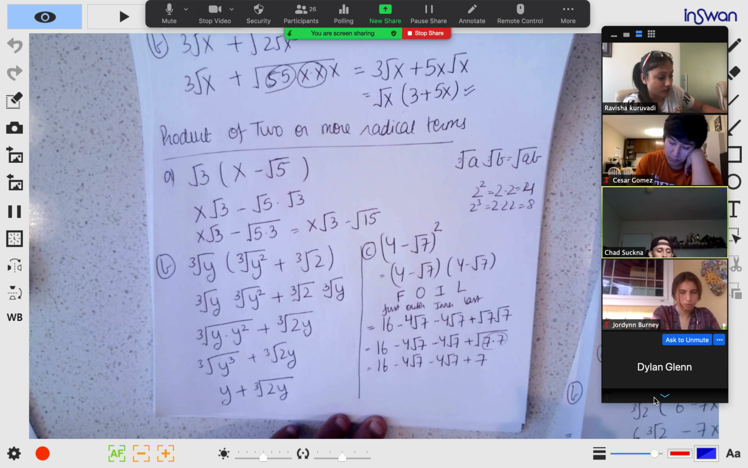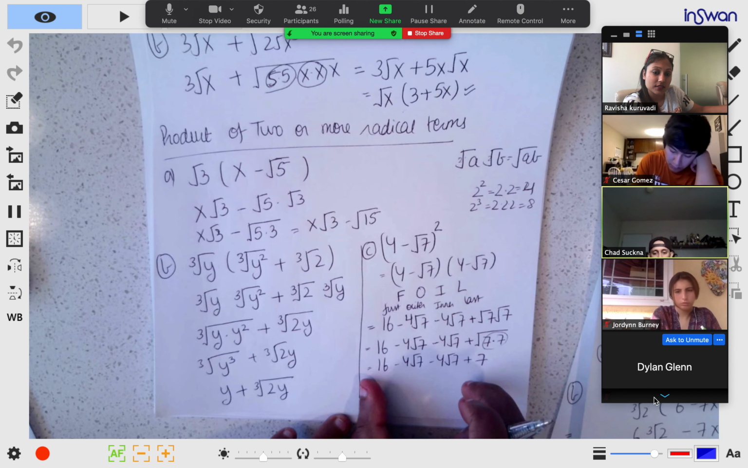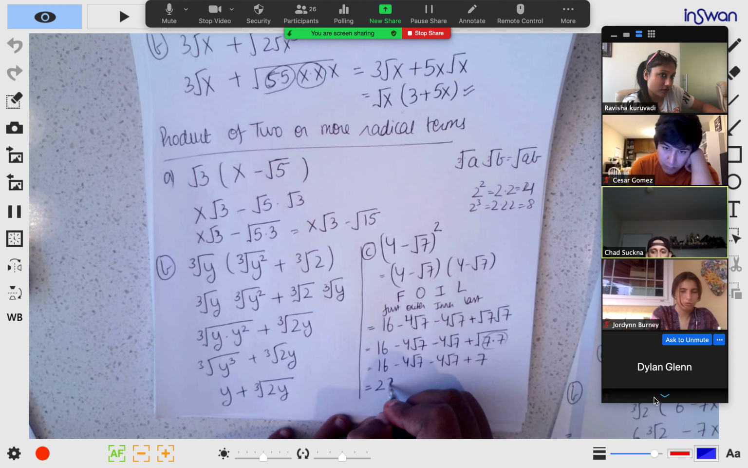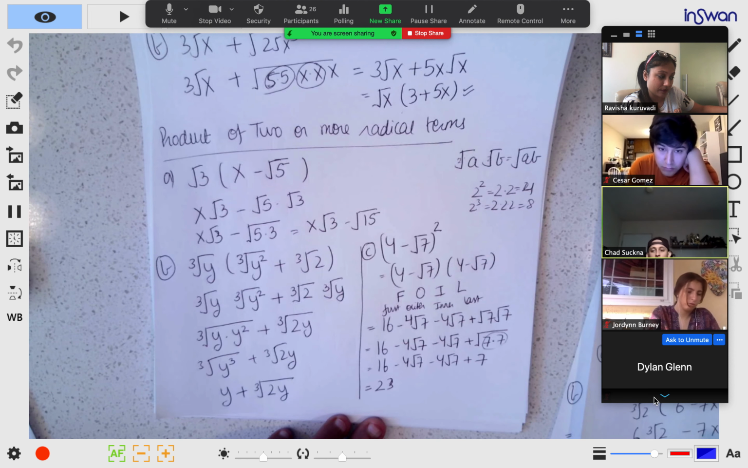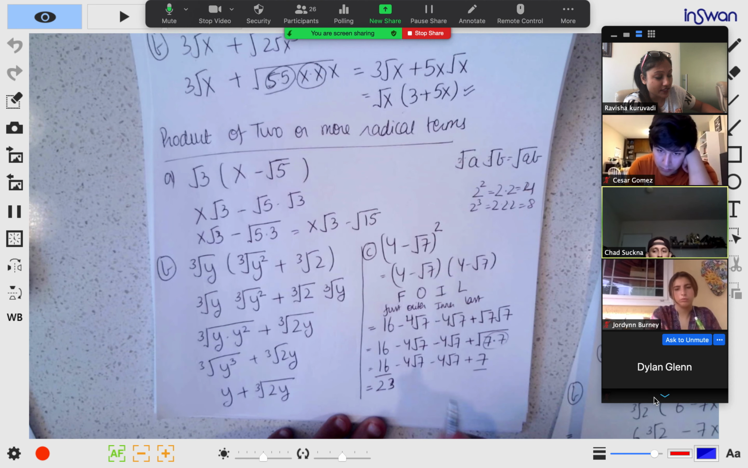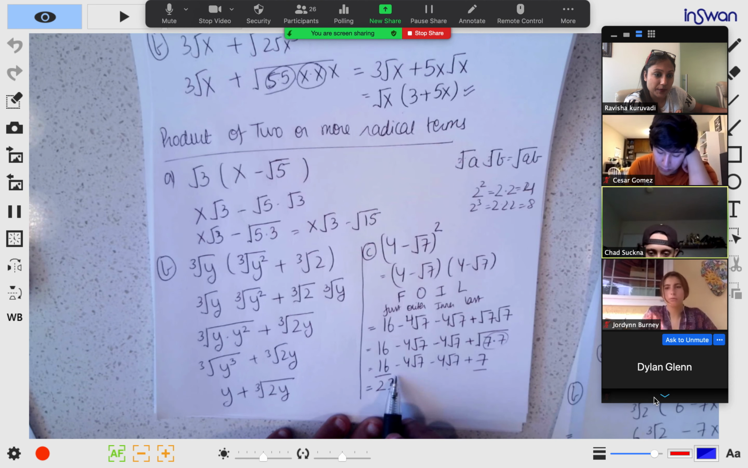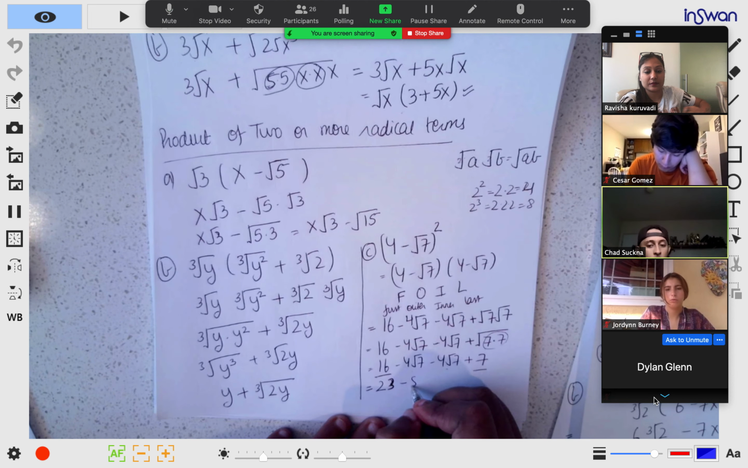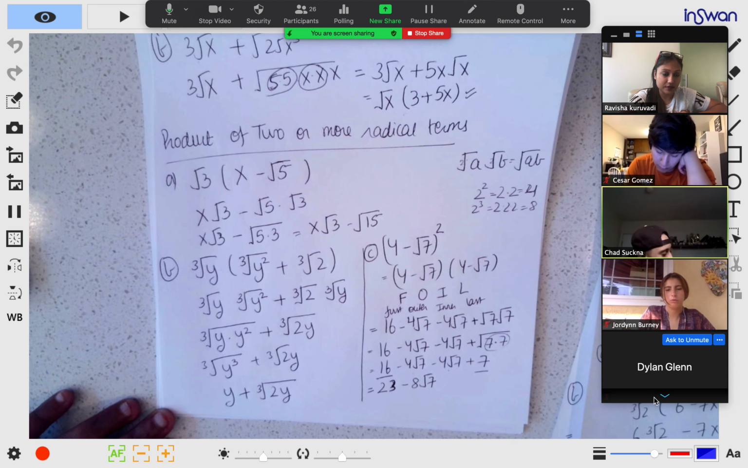Combine the like terms. 16 and 7 gives me 23. And then I combine these two. What is negative 4 root 7 plus negative 4 root 7? Oh, wait, that's 8. Is that 8 square root of 7? Yes, negative 8 square root of 7. Correct. Yeah, negative 8, got it. Perfect.